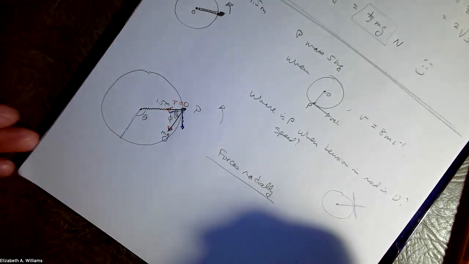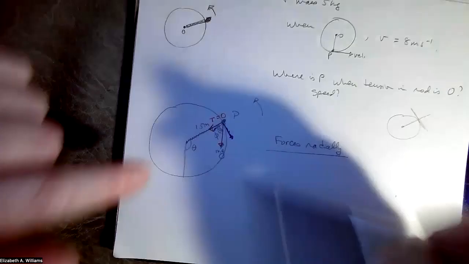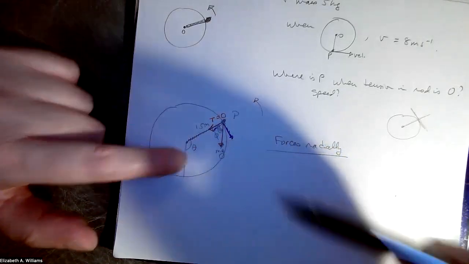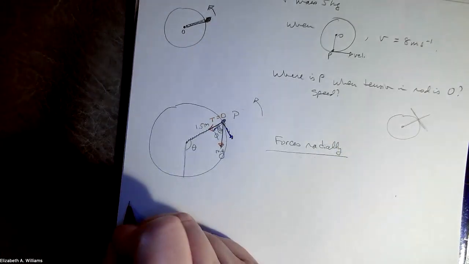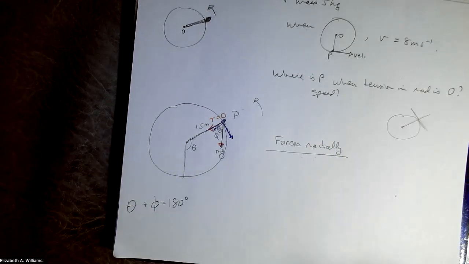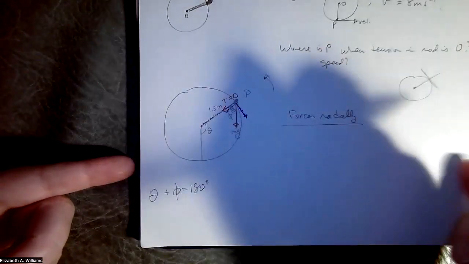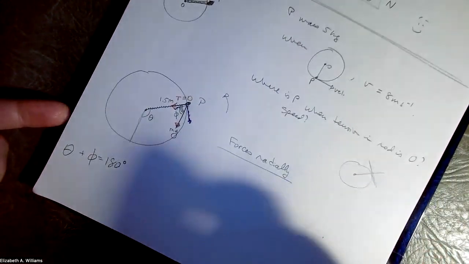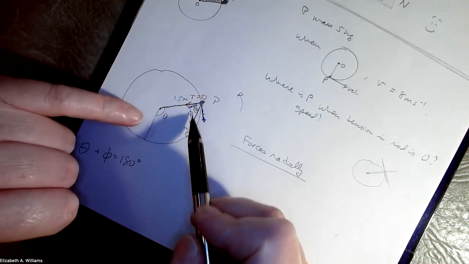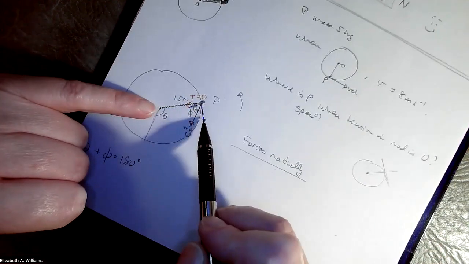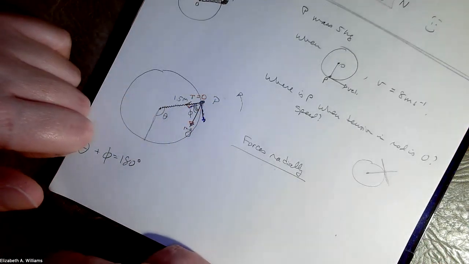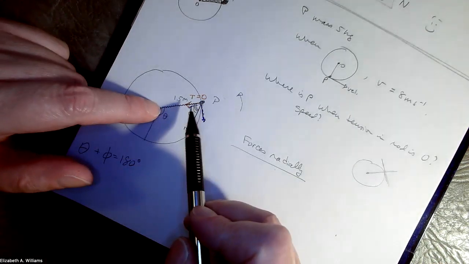And I've got parallel lines here, so those two angles add up to 180. That's one of those parallel lines theorems. So I'm just going to write that down in case I forget it: theta plus phi is 180 degrees. You can do this in radians, but I'm going to do it in degrees. If I want forces radially, this is interesting because the way I've drawn my picture, the component of gravity radially is acting toward the center of the circle here. That's interesting, but I need to know the magnitude of that.